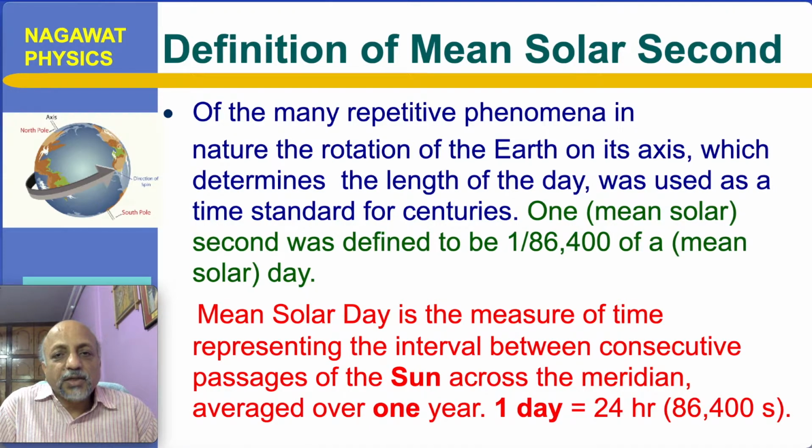Of the many repetitive phenomena on the earth, the rotation of the earth was chosen as a basis, you can say. And one mean solar second was defined to be, as I have pointed out, the 86,400th part of a mean solar day. And the mean solar day is the measure of time representing the interval between consecutive passes of the sun across the meridian averaged over 1 year. So the meridian was specifically chosen for it, and till now we have been using it as one of the important references for assigning time.